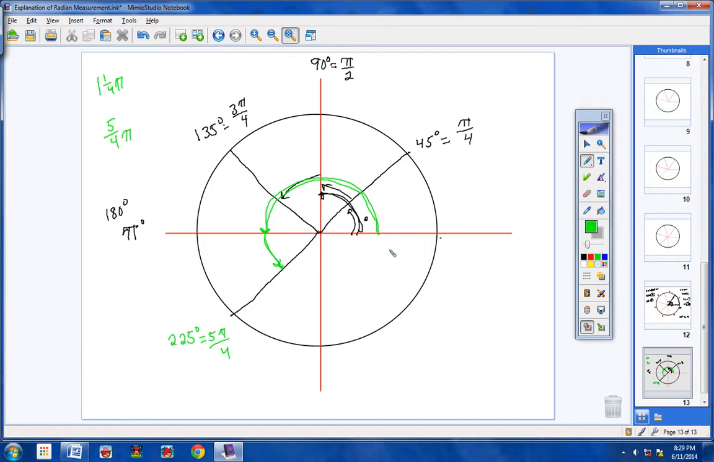So I hope you're seeing what we're doing here. We're starting off with the premise that going all the way around is 360. So going 180 is pi. Let me say it again. Going all the way around is 2 pi radians.